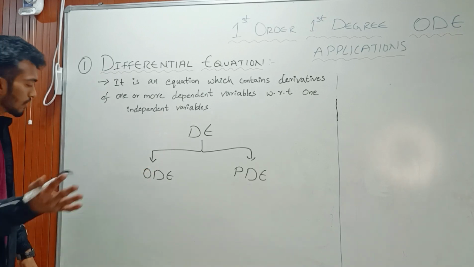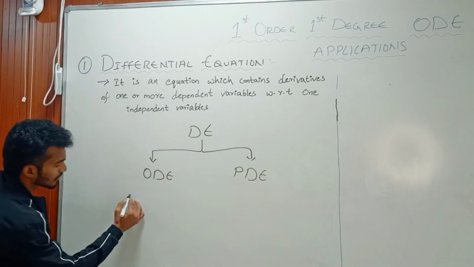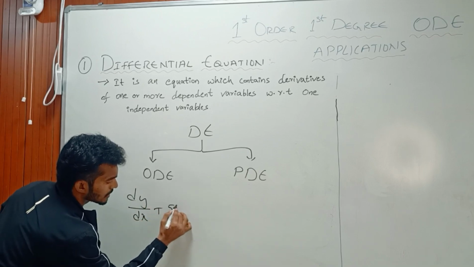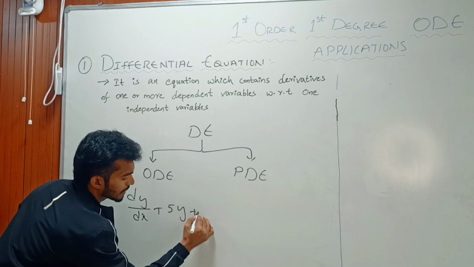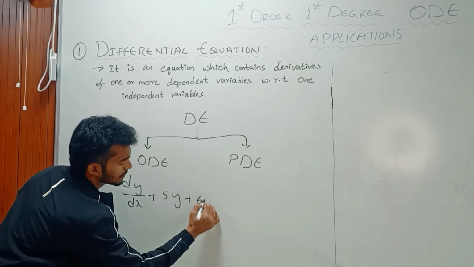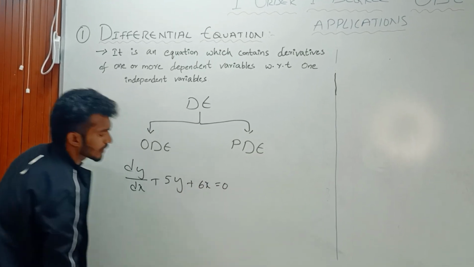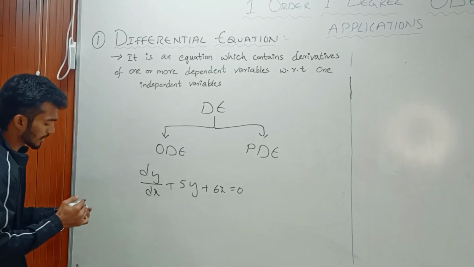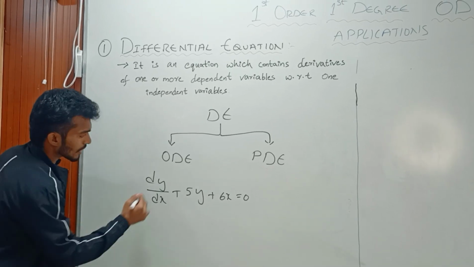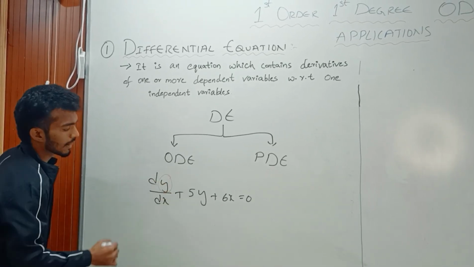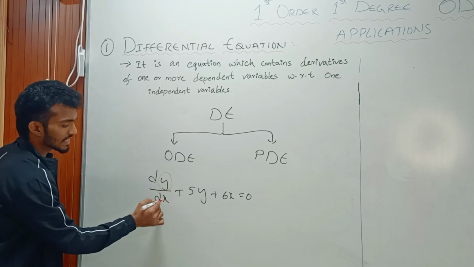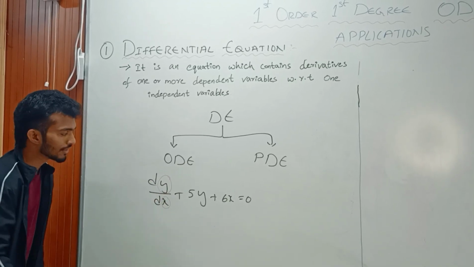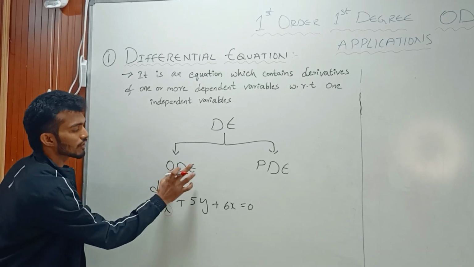Let me give an example so that it will be clear to you. dy by dx plus 5y plus 6x equal to 0. It is an ordinary differential equation, right? Here y is a dependent variable and it is differentiated with respect to one independent variable. So this is known as the ordinary differential equation.